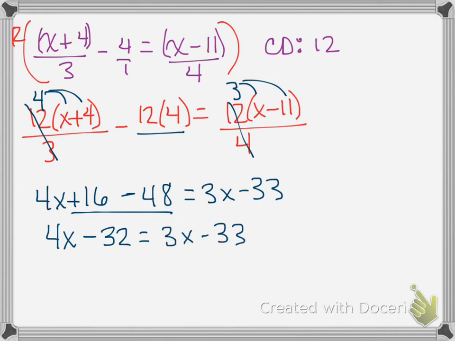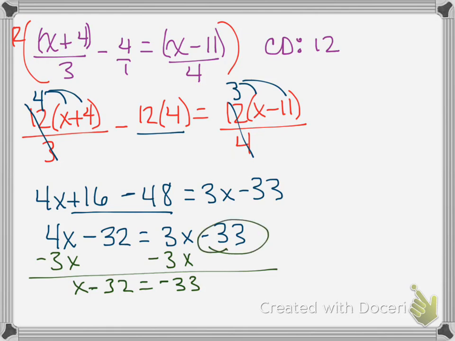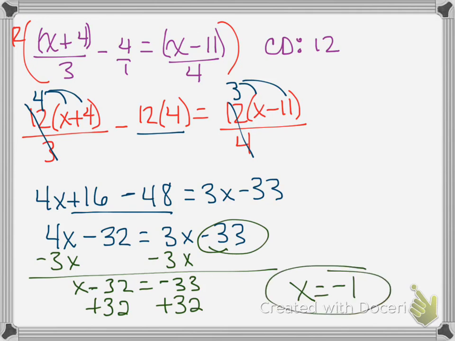Move your variables to one side. Again, try to move the smaller. So I'm going to move my 3x by subtracting it. x minus 32 equals a negative 33. Make sure you bring that sign down. Plus 32. x equals a negative 1.